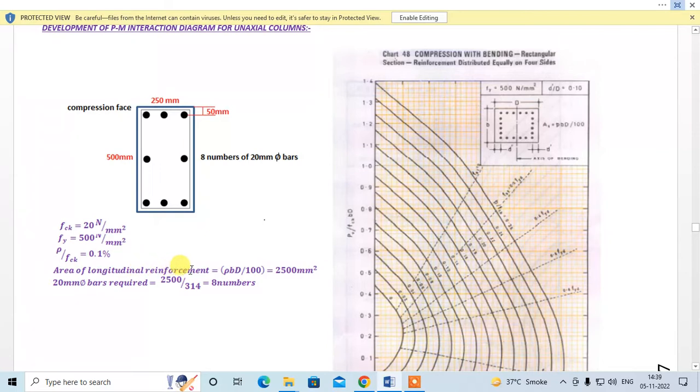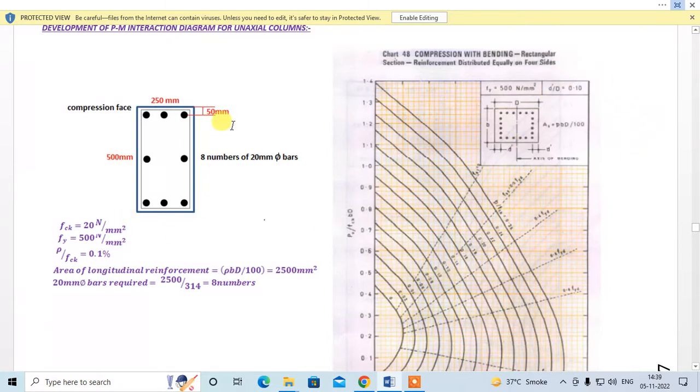So the area of longitudinal reinforcement we can find by this formula, that is equal to 2500 mm square. So I am going to use 20 mm dia bar. So this divided by the area of a 20 mm dia bar gives 8 numbers. So I am providing 8 numbers of 20 mm dia bars, right? I am using this graph because my d dash by d ratio is 0.1. My d dash is 50, my d is 500, so 50 divided by 500 is 0.1. So that is why I am using this graph, right?